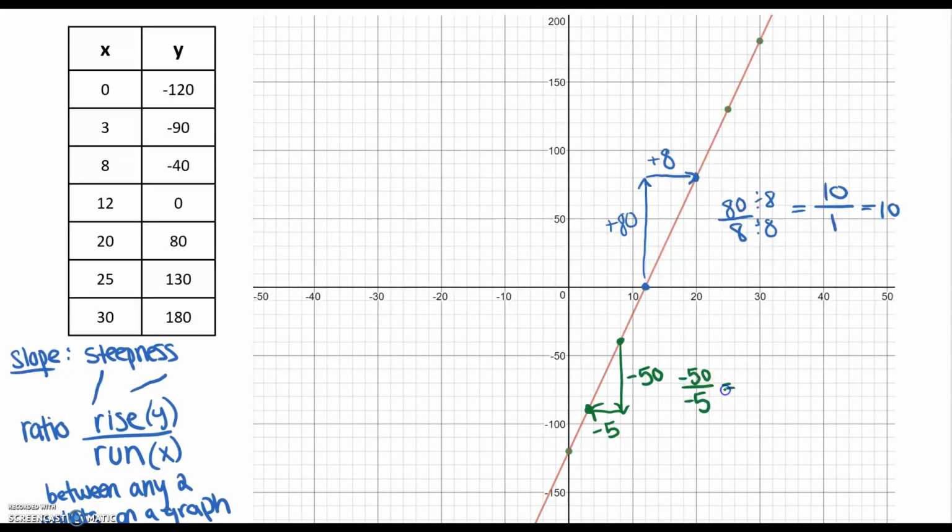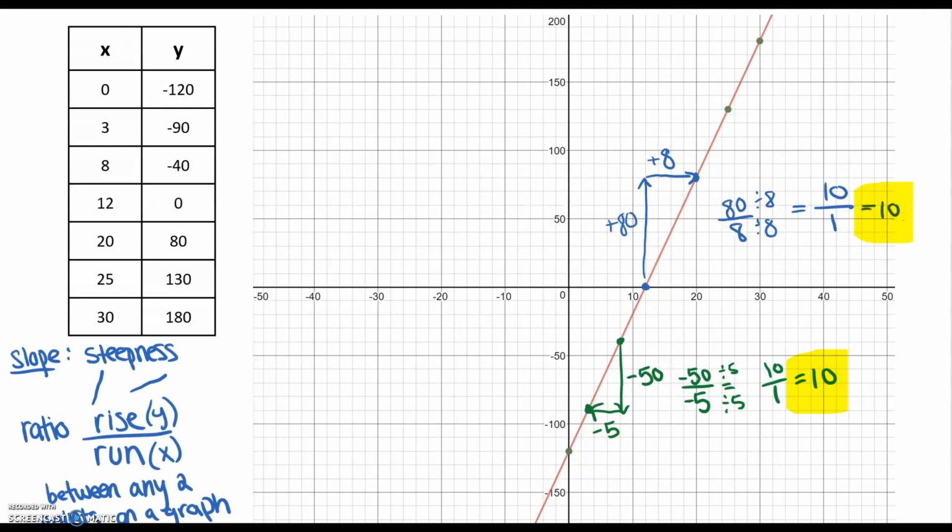Okay, 50 and 5 are both divisible by 5. And a negative divided by a negative is a positive. So that would actually be positive 10 again as our slope. Okay, negative divided by negative is a positive. Simplify that, 50 divided by 5 is 10. So what I'm trying to show you here is no matter which 2 points you pick, if you have a line, the slopes will be the same.